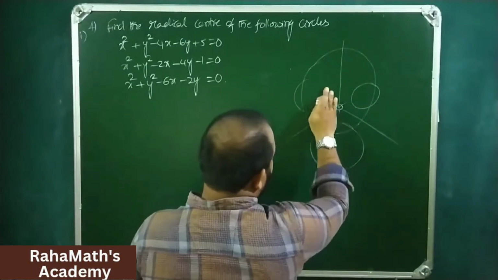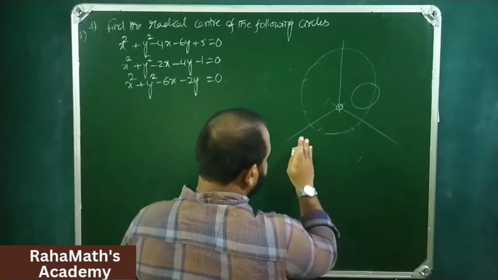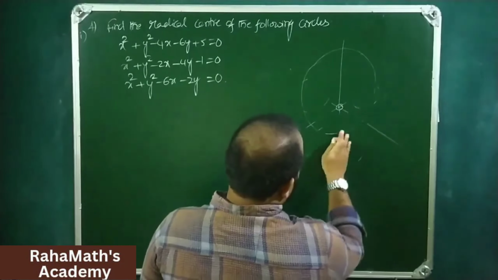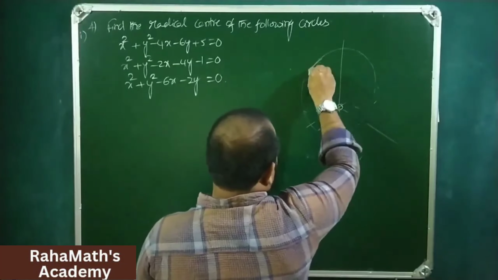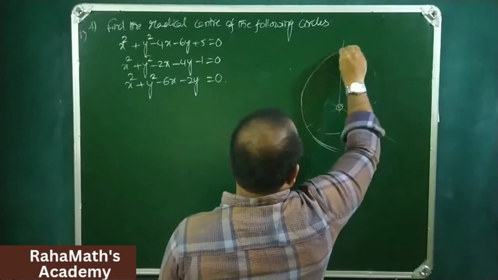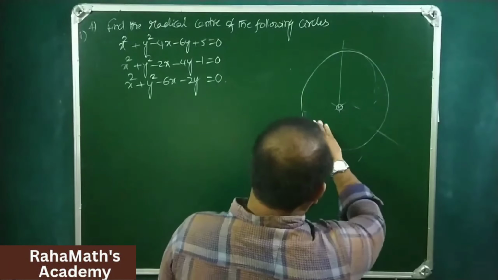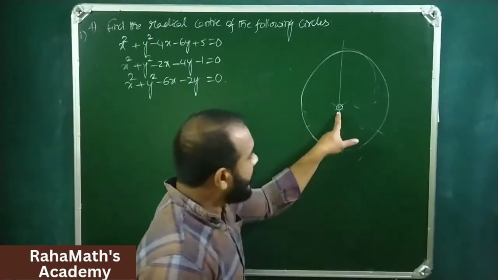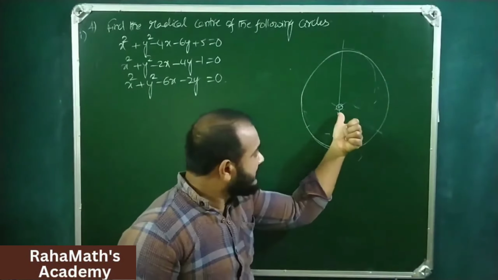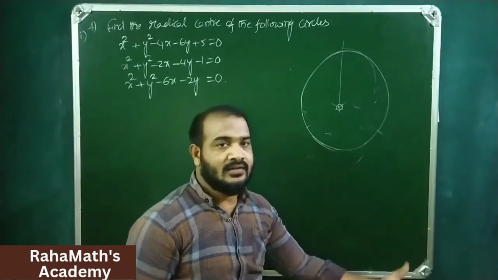So, therefore, for the required circle, this is the center. For the required circle, which cuts all the 3 circles orthogonally, this is the center, and this center is said to be the radical center.